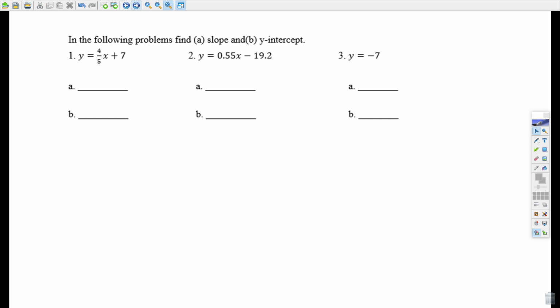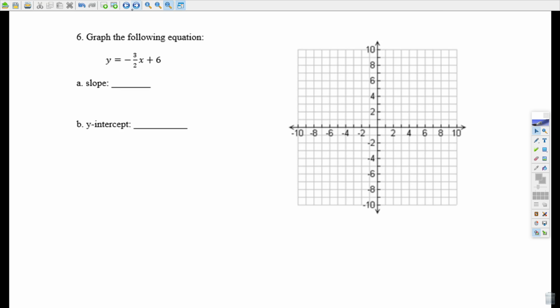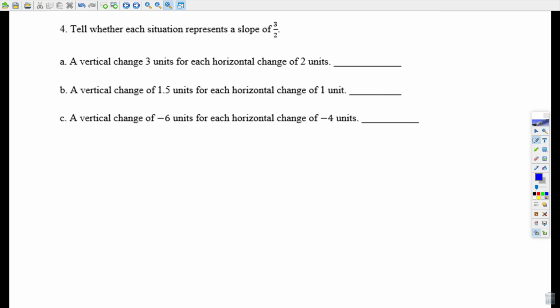I think the rest you should be able to finish. I might go over one or two and then be done. Let me quickly go over something like number 4 on the huddle. Tell whether each situation represents a slope of 3 over 2. So this is going to tell you to move left, right, up, and down. You just have to figure out if it's going to work.